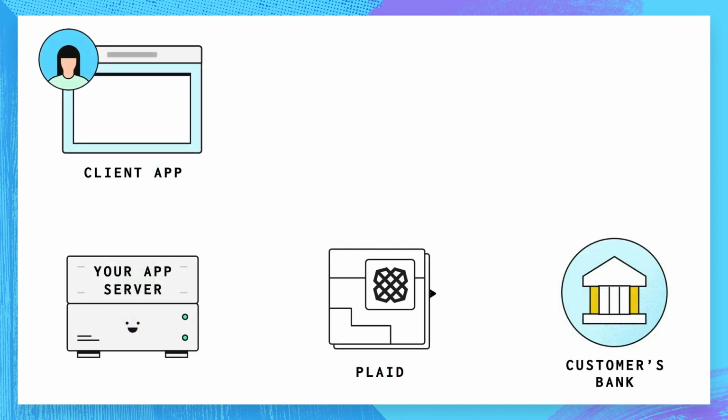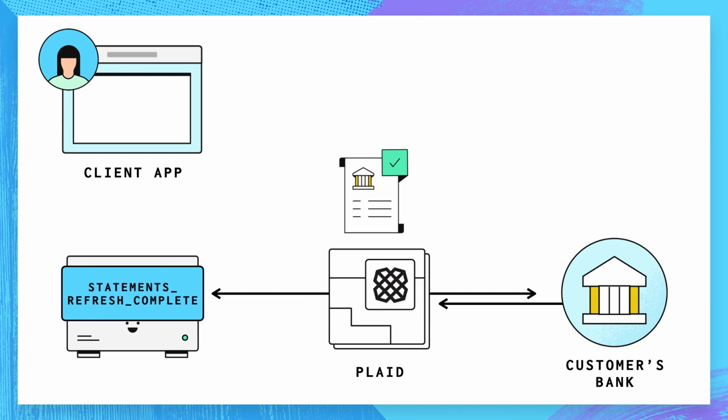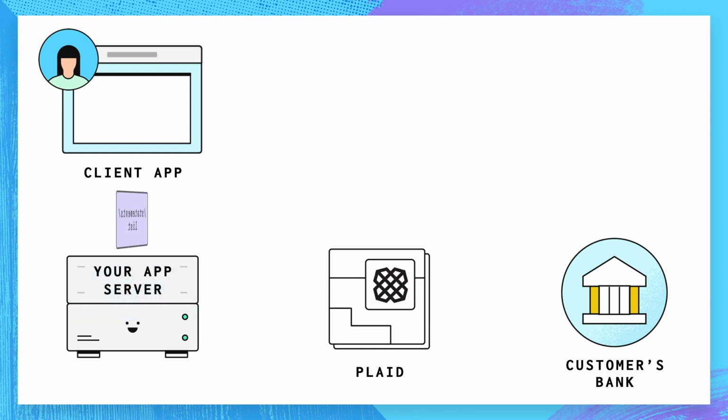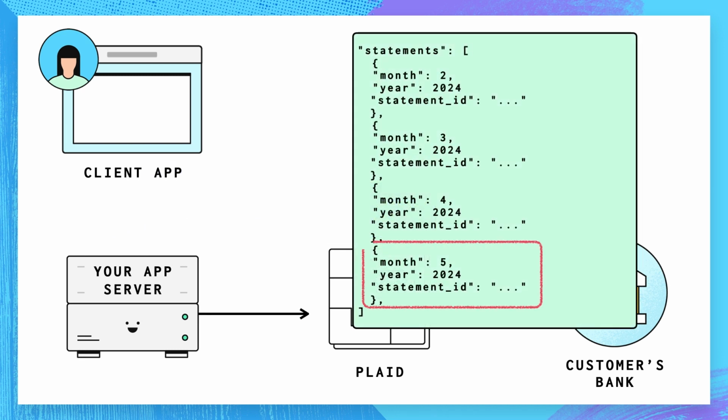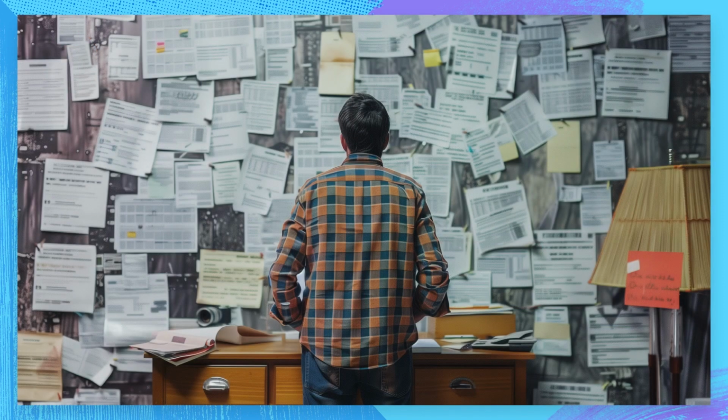Since this call does happen asynchronously, you should listen for the statements refresh complete webhook to find out when these new statements are available. Then call statements list. All your user statements, the old ones and the new ones, will be available for you to download like before. And that's it. You have an official bank statement directly from the bank that you can use to help secure loans for your customers, store for compliance purposes, or just paper your office with.